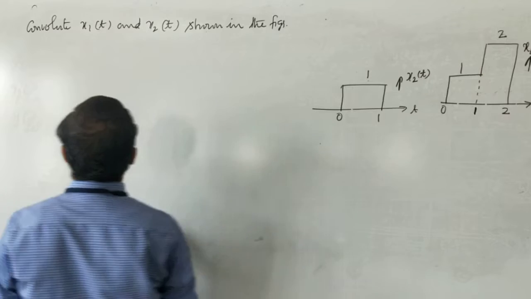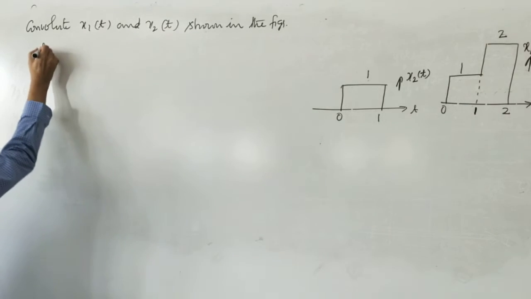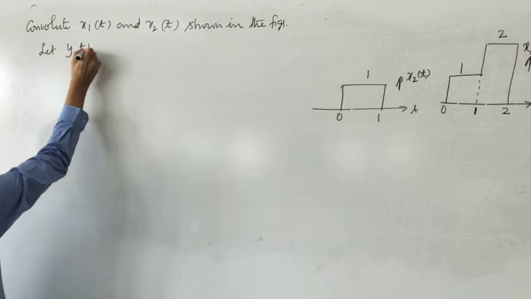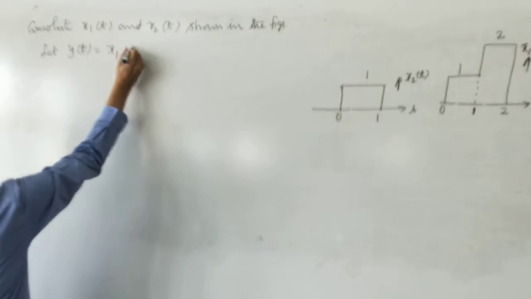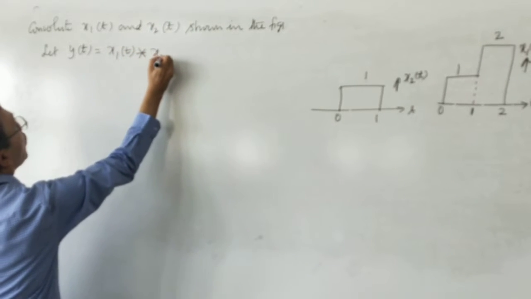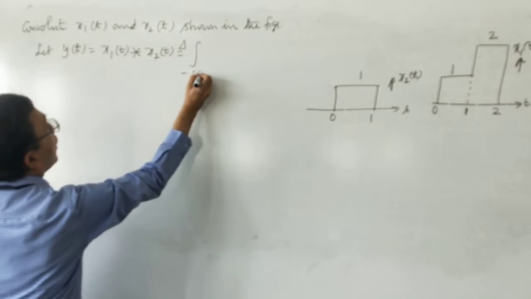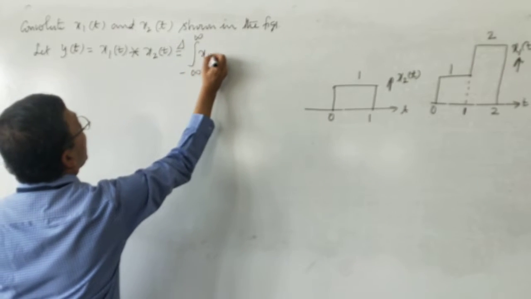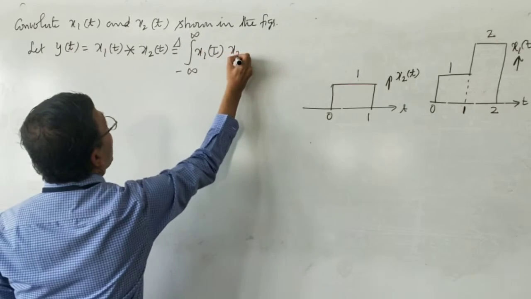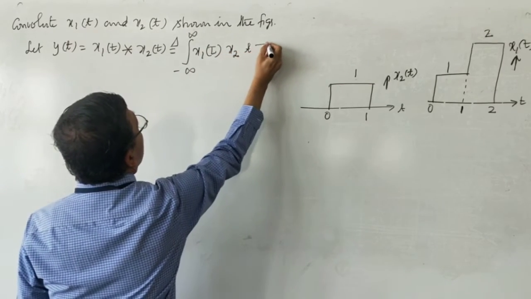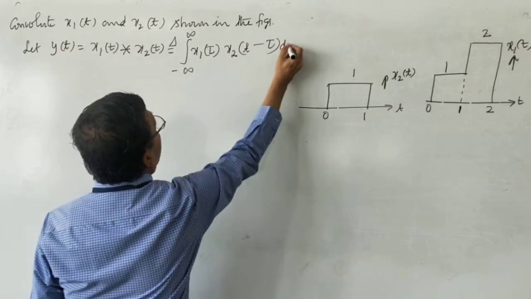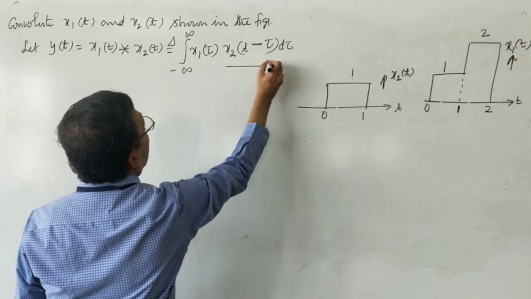Now I am going to say, let y of t be equal to x1 of t convolved with x2 of t. This is by definition integration minus infinity to plus infinity x1 of tau into x2 of t minus tau d tau. This I call equation 1.